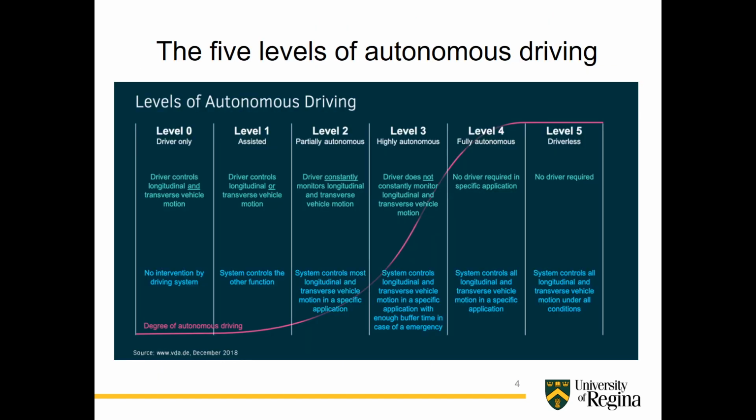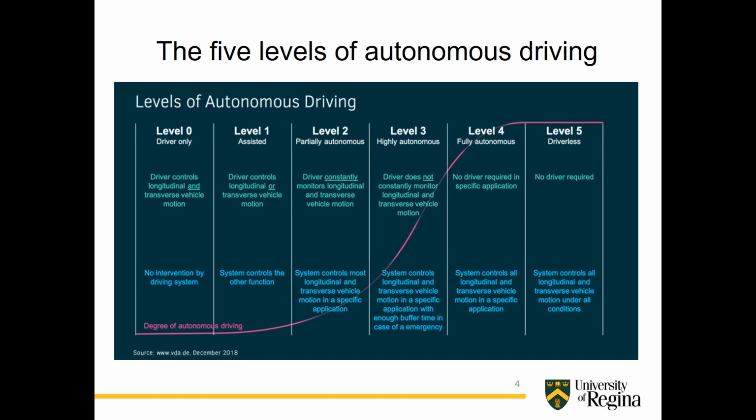Okay, let's talk about the 5 levels of autonomous driving. The Association of German Car Manufacturers, VDA, defines these 5 levels quite differently. So let's talk about level 0, which is a car that is driven by a human without any driving assistance. The only type of assistance we get at level 0 is a lane departure warning system and blind spot monitor. We don't have any actual driving assistance.